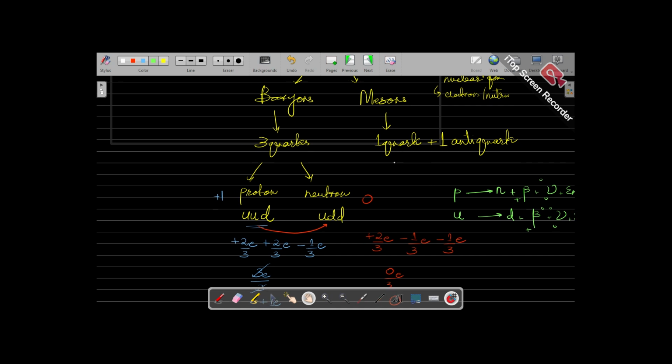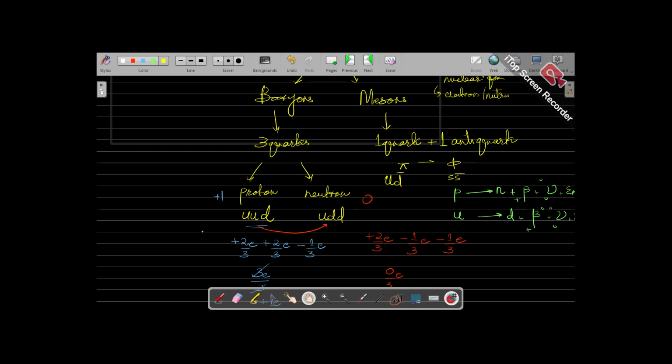In mesons, we have pi mesons. They are made up of one up and one anti down. See, it does not have to be up and anti up, down and anti down. It can be any quark with any anti quark. So when it comes to pi mesons, we have up and anti down. And then iske alawa we have phi mesons as well, which are made up of strange and anti-strange quarks.